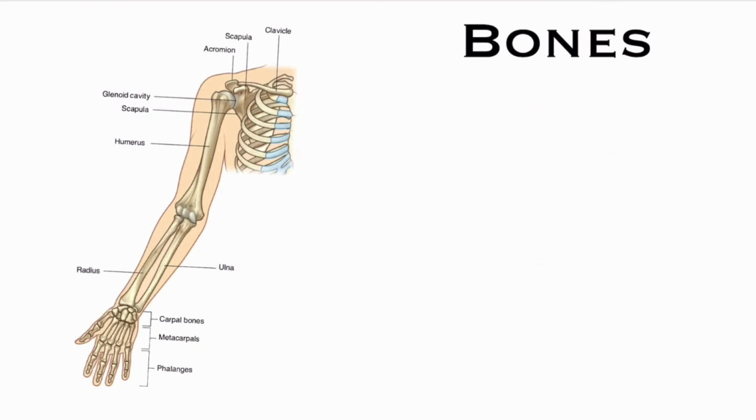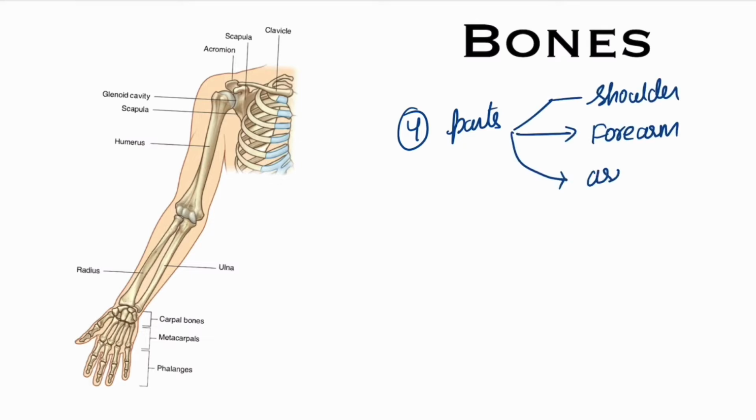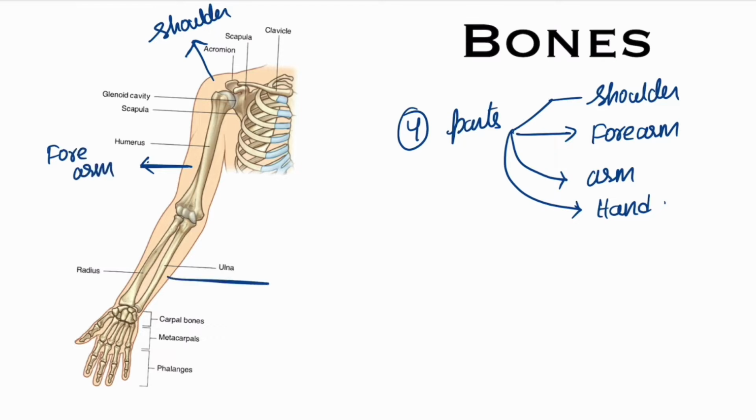First, let us look at the parts of the upper limb. We have four parts in the upper limb. They are the shoulder, the arm, the forearm, and the hand. This is the shoulder, this is the arm, this is the forearm and this is the hand. These are all about the parts.